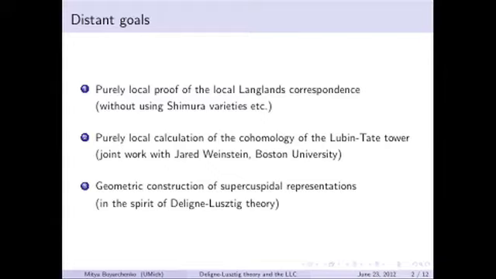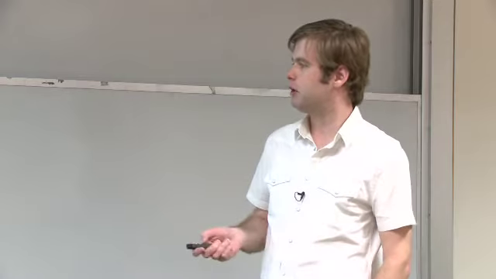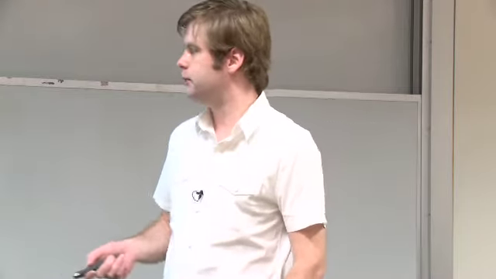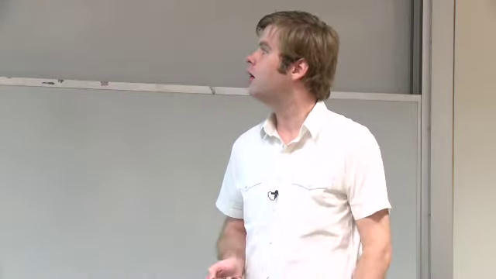The way we plan to approach it is to figure out, again, a purely local way to compute the cohomology of the Lubin-Tate tower, without using Shimura varieties or anything like that. And then the second theme, which turns out to be pretty closely related to the first one, is to give some kind of geometric construction of supercuspidal representations of reductive p-adic groups. So I'm looking for something that's in the spirit of the Deligne-Lusztig theory.